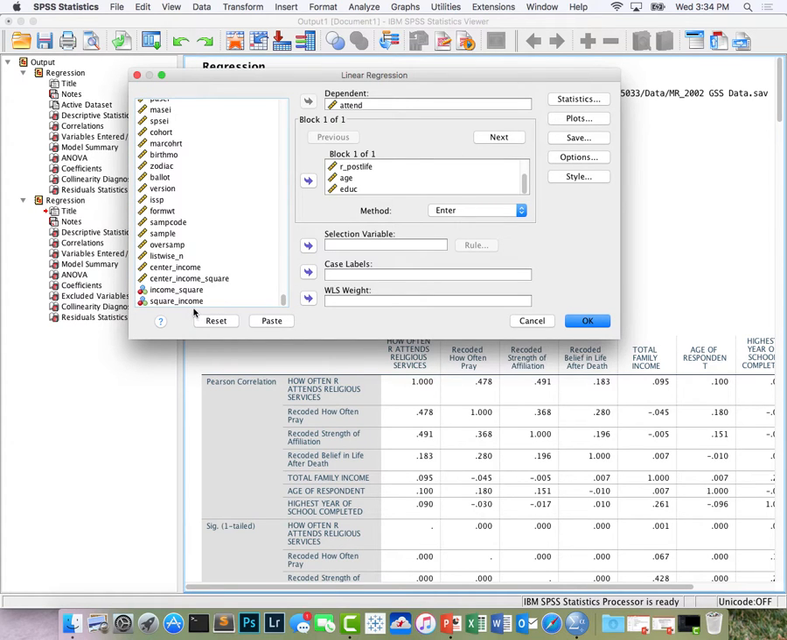One is our centered income, which, again, all we changed is where the mean was, right? We didn't change anything else. We just changed the mean. It's just a transformation that is pretty straightforward. Then the second block, I'm going to put the centered income square and add that.